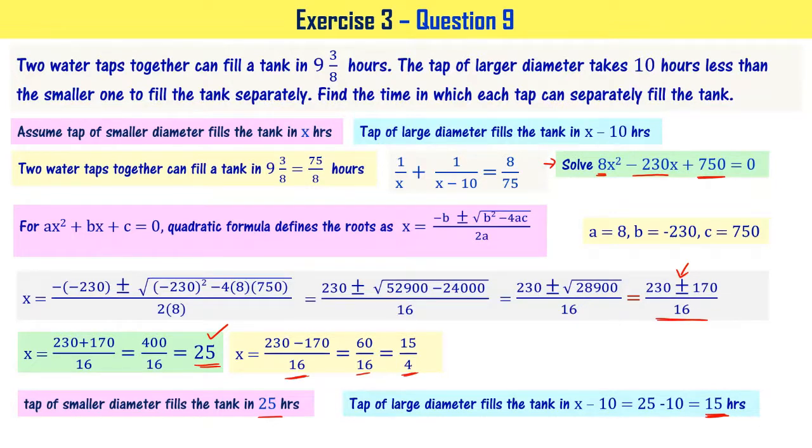For example, if you consider 15 by 4 as the value of x, 15 by 4 minus 10 is going to be a negative number. For that reason, we are not considering this. You can give it a try and see. Tap of smaller diameter is going to take 25 hours and tap of larger diameter is going to take 15 hours. Got it?